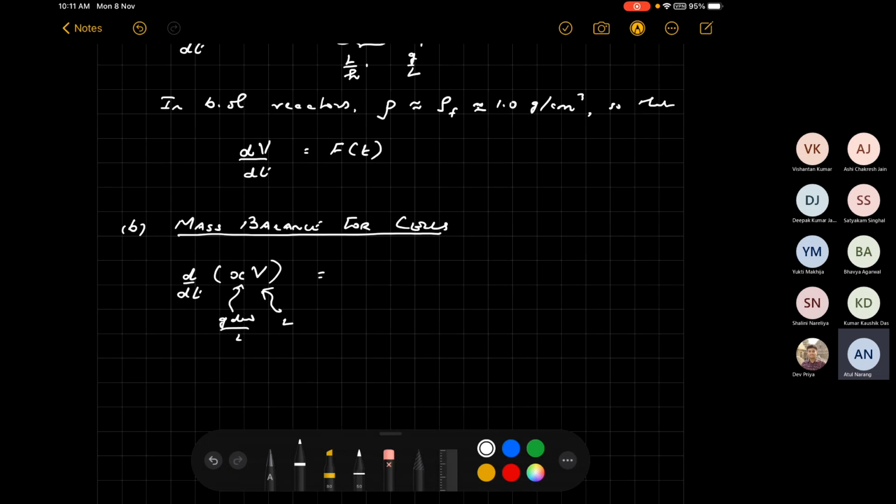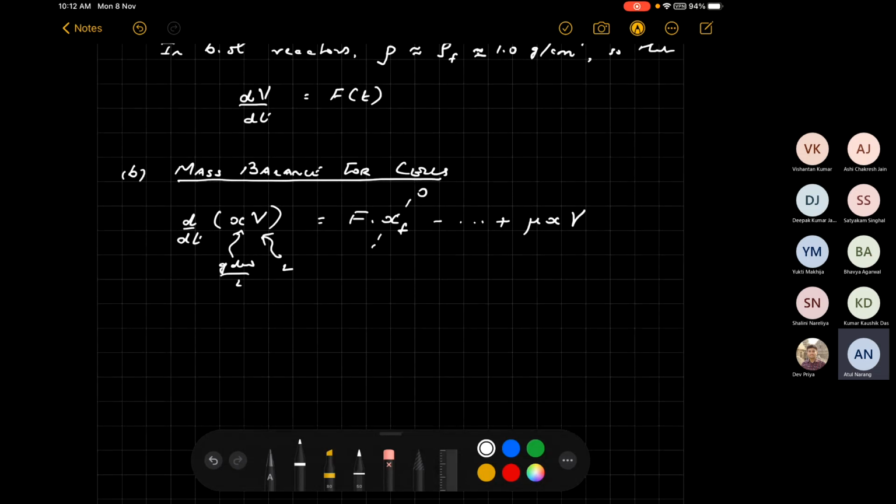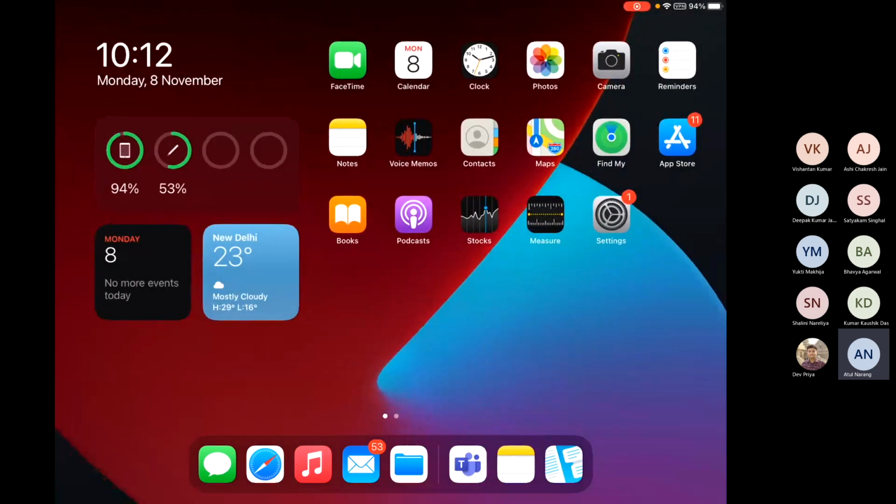So there is an inlet, but no outlet. But the inlet is sterile. So we have F times X, where F is the flow rate, and X is equal to 0. That means there's nothing coming in. Since there is no outlet, there is nothing going out. The only thing you have is the generation of cells within the reactor, which is mu times X times capital V. Is that part clear? If this part is clear, I can move on to the next one. Is there any question about the mass balance that I've written?